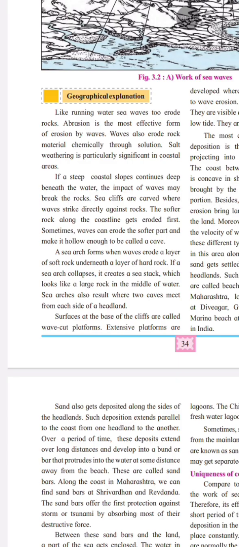Along coastal areas, salt weathering is also important.